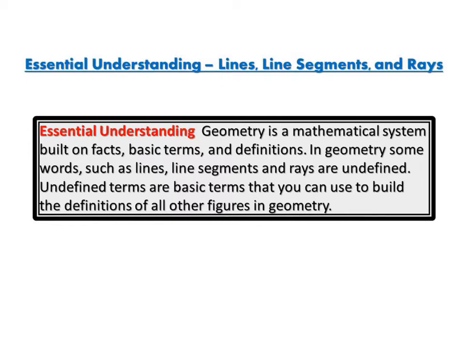In geometry, some of the words such as lines, line segments, and rays are undefined. That means they're just ideas and they're really not tangible or touchable things. These undefined terms are basic terms that you're going to use to build the definitions of all the other figures in geometry.